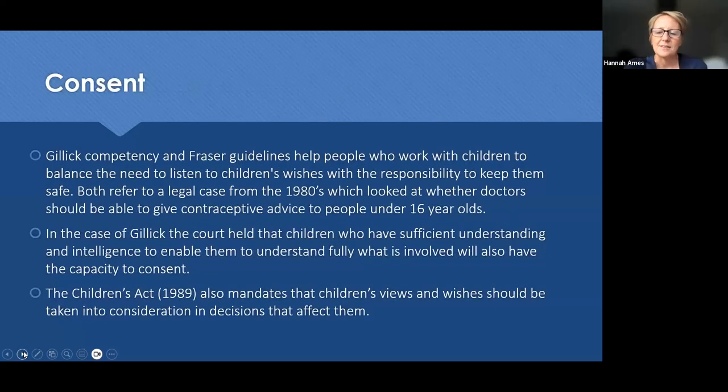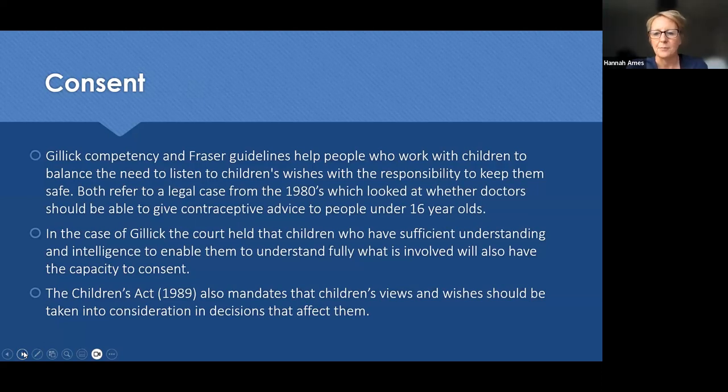And then consent. So in the UK, we have Gillick competency and Fraser guidelines. So again, just another area which is good to read up on. And these really came from legal cases from quite a while ago in the 1980s. But basically, they deemed that children who have sufficient understanding and intelligence to enable them to understand what is involved can also have capacity to give consent.